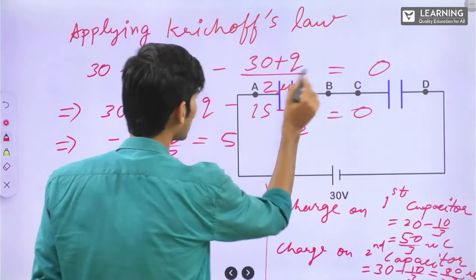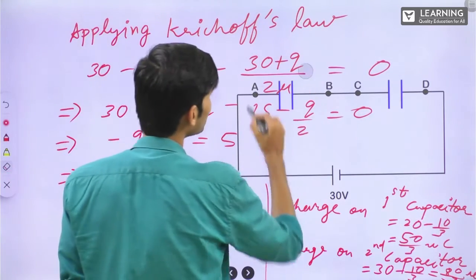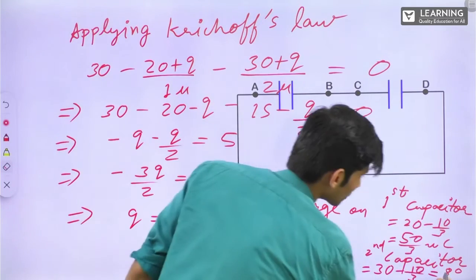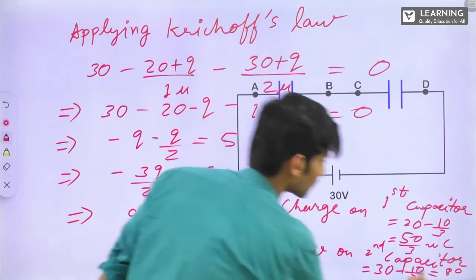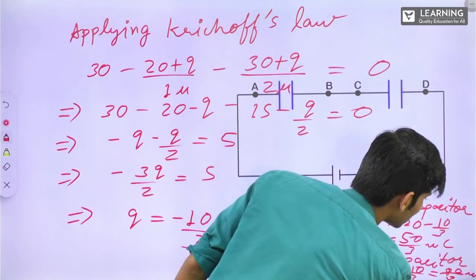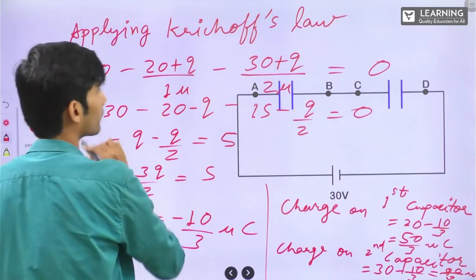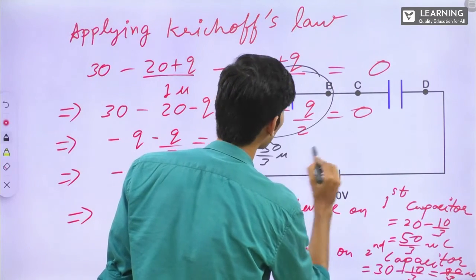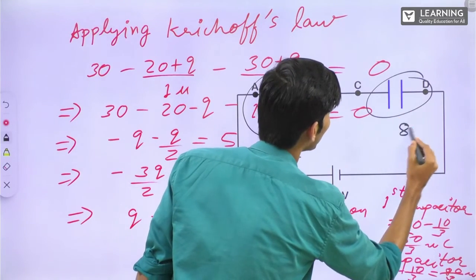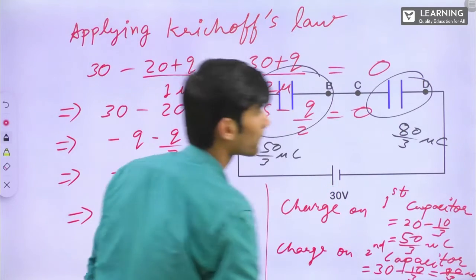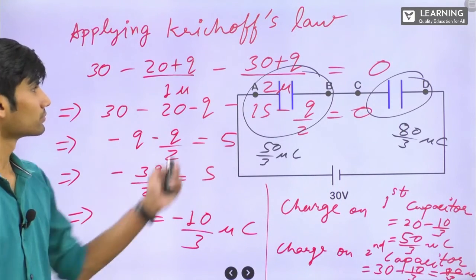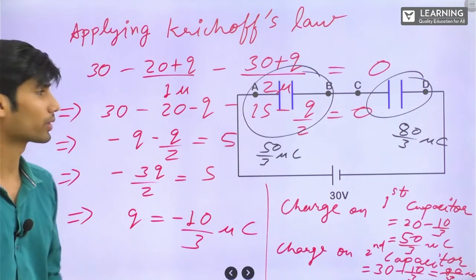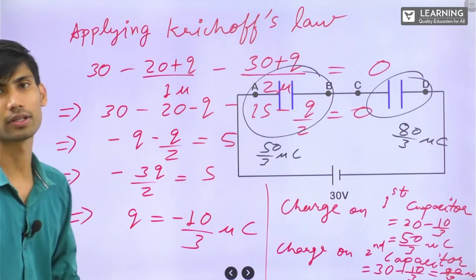Here, if I write on this particular capacitor, the charge is 50 by 3 microcoulomb. On this capacitor the charge is 80 by 3 microcoulomb. Clear? I hope you got how to do this. Try on your own. Okay, 50 by 3 microcoulomb, 80 by 3 microcoulomb we got.